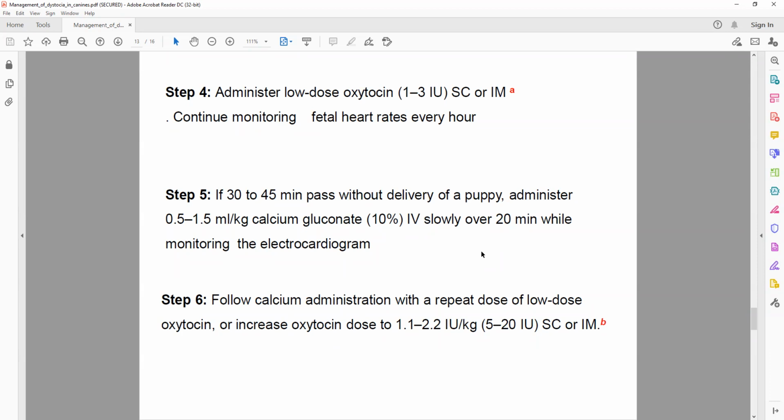So if they say that they have not observed any fetus coming out, or there is no such discharge, now you have to put your finger inside the vaginal canal and confirm that yes, the cervix is open. Until and unless the cervix is open, you cannot go for oxytocin.